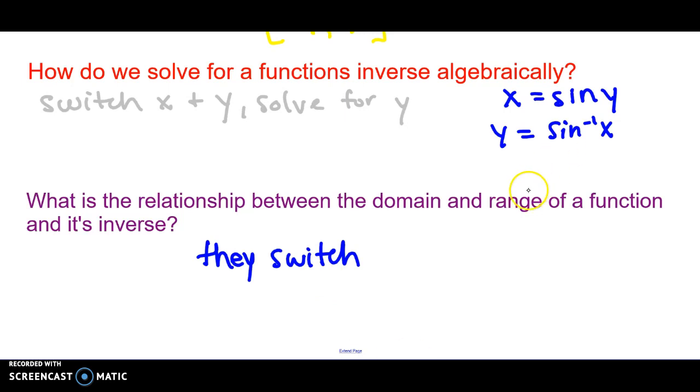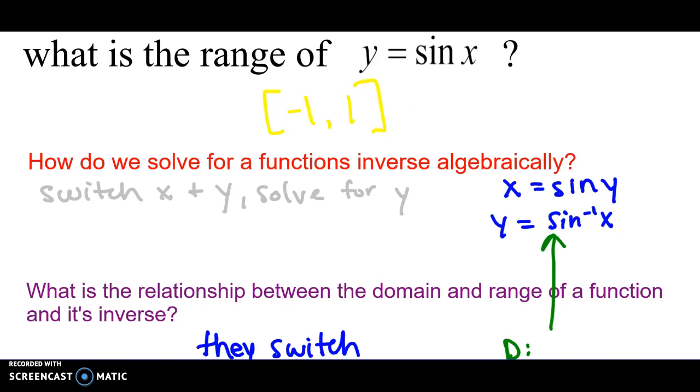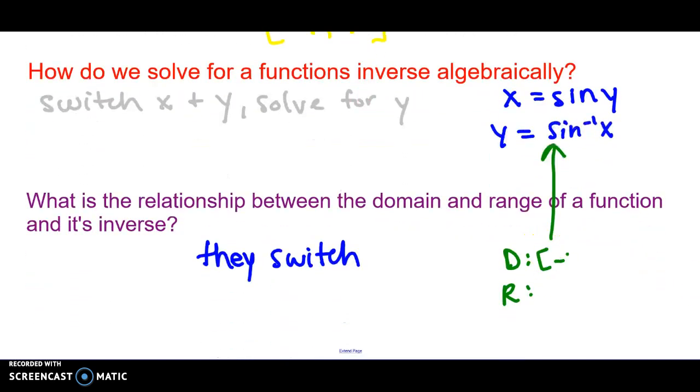But if you think about this, what is the domain and range for this inverse? Well, think about what the range was before. The range before was -1 to 1, so now that's my new domain. And my domain before was negative pi halves to pi halves, so that's my new range. So the domain and range switch.